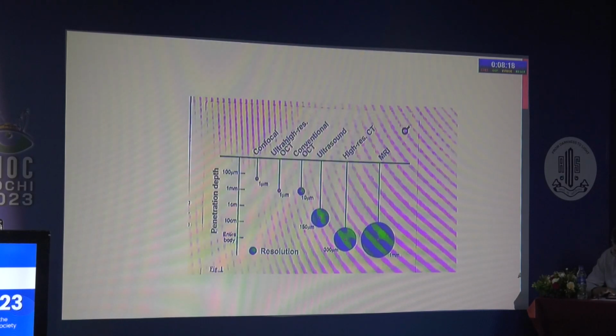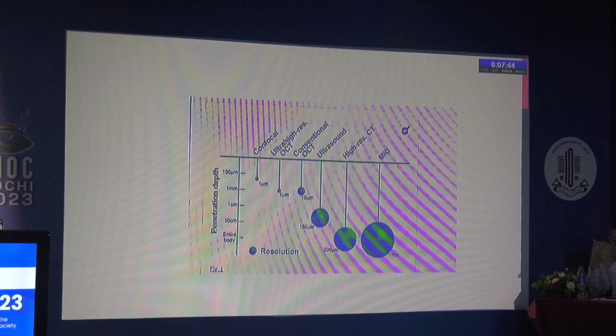This is just giving you a brief history of what imaging we have and what the resolution is. The confocal is of course the most resolving gadget we have, 1 micron. The ultra high resolution OCT is again coming, which is possibly right now more in the investigative domain than in clinical practice. Then we have around 10 microns of OCT. OCTA of course has totally changed this whole spectrum. Ultrasound we are all aware of, and high resolution OCT 300 microns and MRI 1 millimeter.